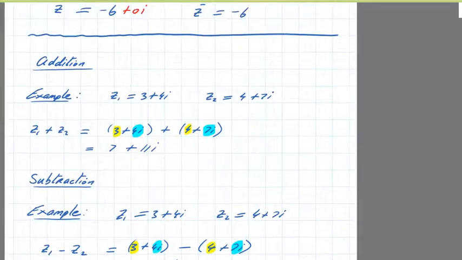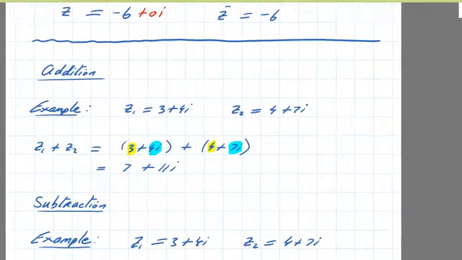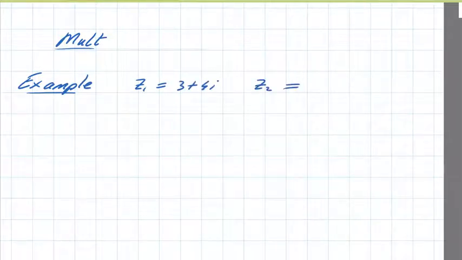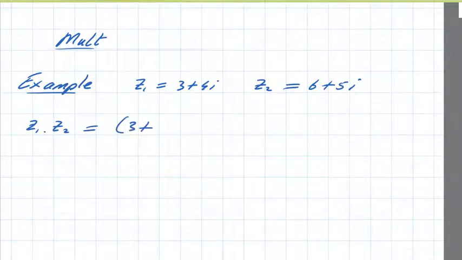Now we're left with multiplication and division. So multiplication is next. Again, an example. Take the same example again, where z1 is 3 plus 4i, z2 is something else, 6 plus 5i, make them different. What is z1 multiplied by z2 this time? Well, it's 3 plus 4i multiplied by 6 plus 5i.